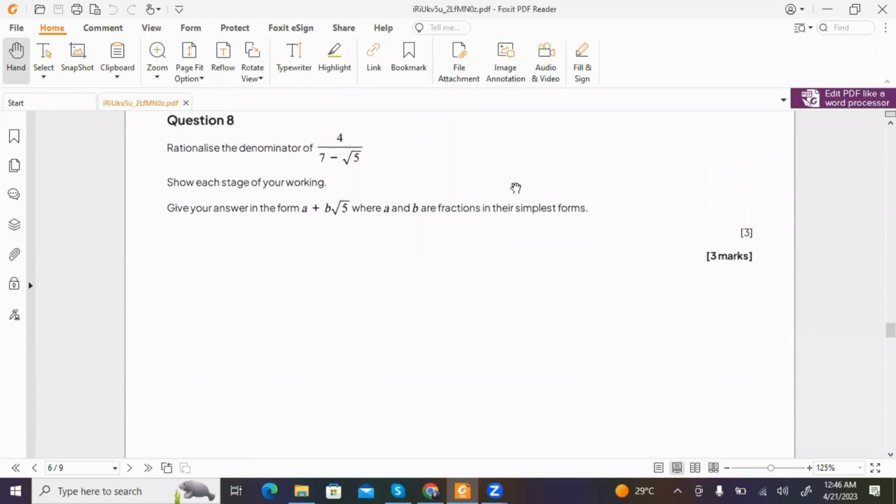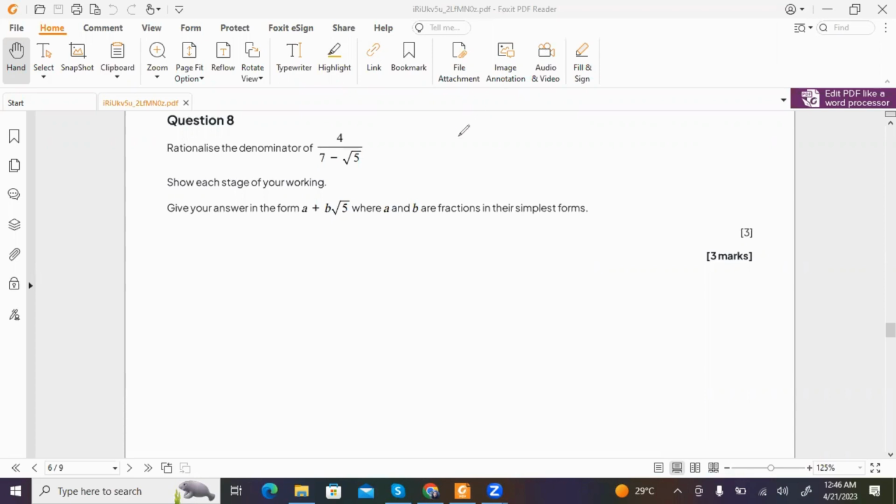Question 8 says rationalize the denominator. Previously, when we were rationalizing denominators, in the denominator we only had one term, for example root 2 or root 13 or any number. But now in the denominator we have something either being added to the root or the root being subtracted from a number.